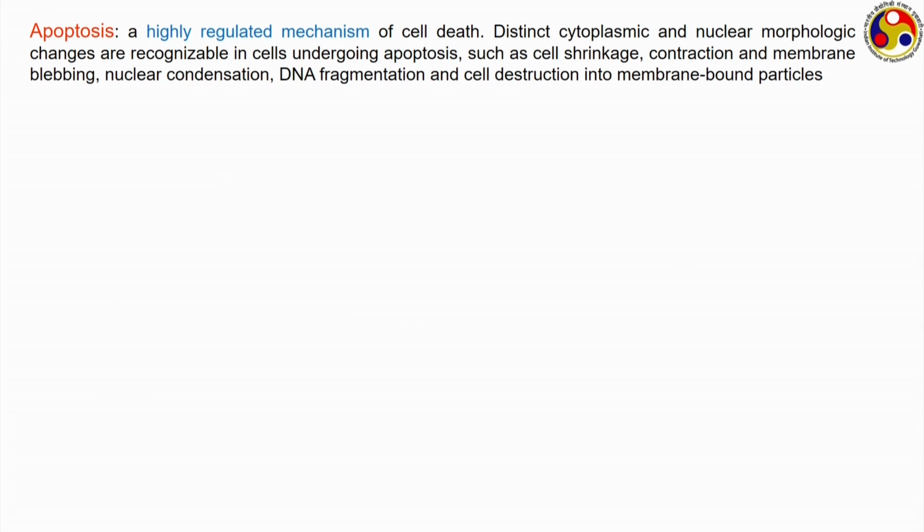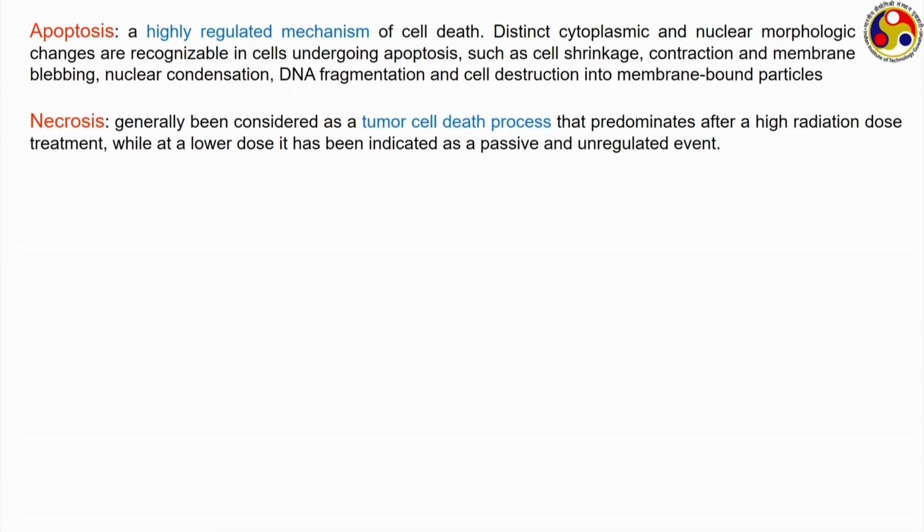Apoptosis is a highly regulated mechanism of cell death. Distinct cytoplasmic and nuclear morphological changes are recognizable in cells undergoing apoptosis, such as shrinkage of the cell, contraction and membrane blebbing, nuclear condensation, fragmentation of the DNA, and also cell destruction into membrane bound particles. So, apoptosis is the most common type of cell killing process. In fact, the body replacing the old cell by a new one also follows apoptosis, but apoptosis is the first most prominent kind of cell killing mechanism that radiation can lead to.